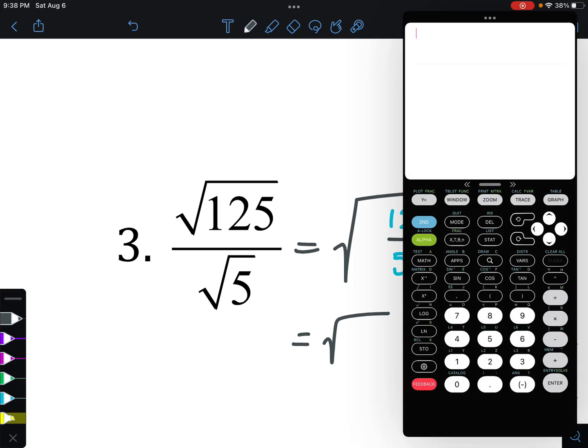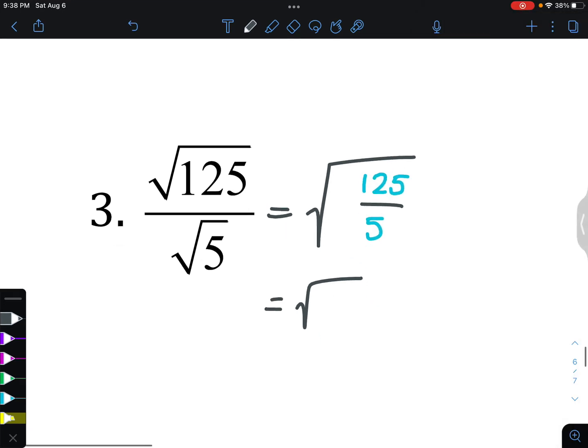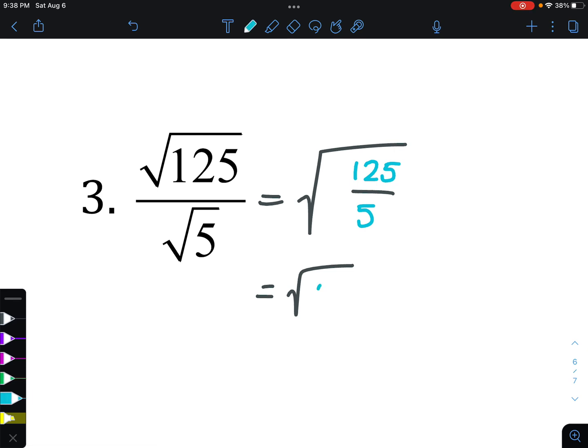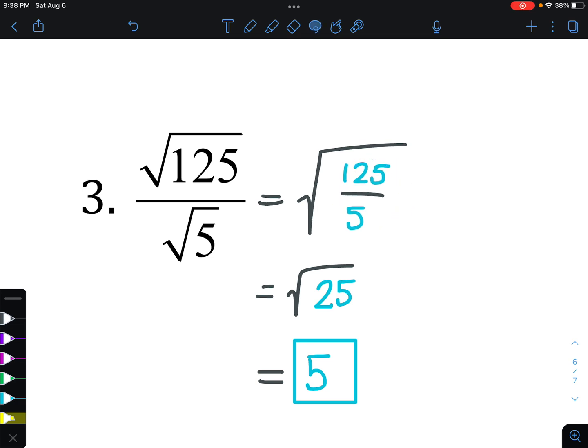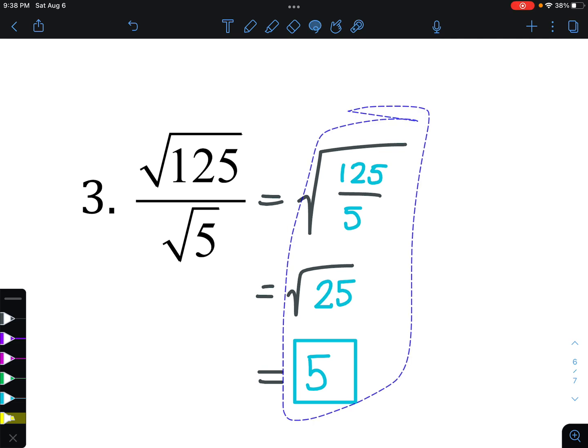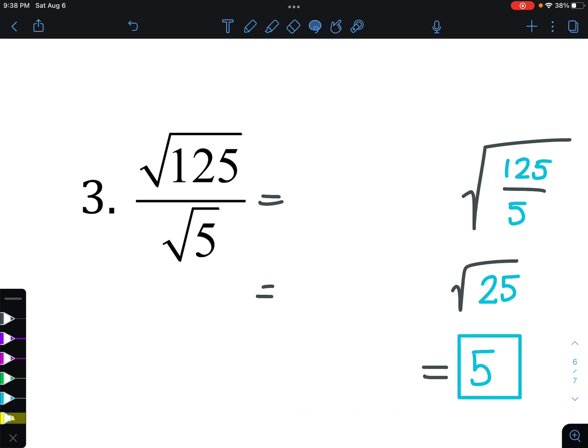125 divided by 5 is 25. This was a great step for us because 25 is a perfect square, so our answer is just 5, right? So it was easier for us, or it wasn't very difficult to combine the two into one. If you didn't see that, let's say you kept them separate. So I'm just going to move these guys over a second.